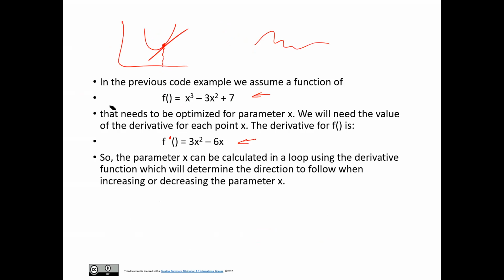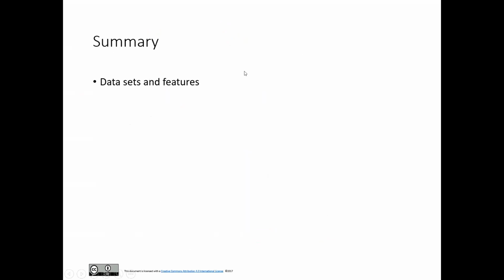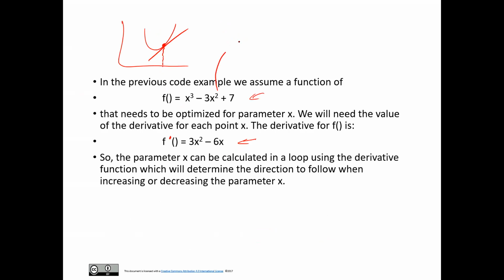So we can see that here in the previous code example, we assume a function of x cubed minus 3x squared plus x. Remember, these again determine some type of a polynomial function. It looks like that, some kind of a shape, like a mountain range, that needs to be optimized for parameter x, the one that we're trying to update, and we will need the value of the first derivative for each point x.